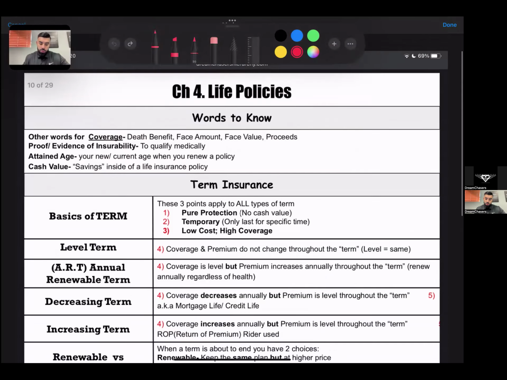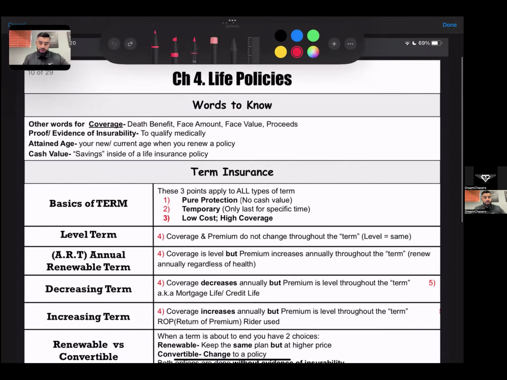So, chapter 4, we will be covering different types of life insurance policies and some of the most common terms that we will come across. So, starting off, other words for coverage. This word coverage, you will see a lot of it. It will be in many of the chapters, but you might see it written a couple different ways.